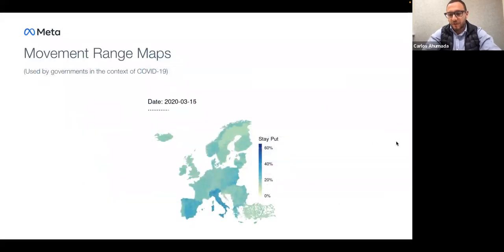The next map that I want to show you, and of course, this is not a comprehensive list of all the maps and tools that we have, I just picked the ones that I think would be more interesting for this audience.